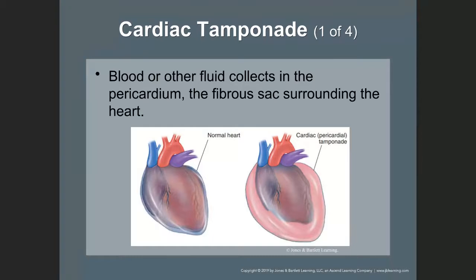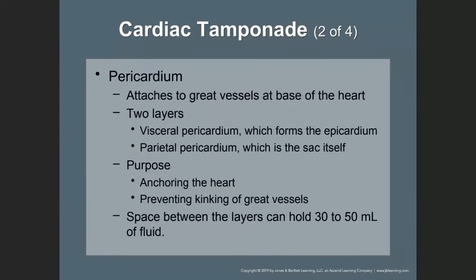Cardiac tamponade. Blood or other fluid collects in the pericardium, the fibrous sac surrounding the heart. The pericardium attaches to great vessels at the base of the heart. It has two layers: the visceral pericardium, which directly attaches to the heart tissue and forms the epicardium, and the parietal pericardium, which is the sac itself. Its purpose is to act as an anchor for the heart and to prevent kinking of the great vessels. The space between the layers can hold 30 to 50 mL of fluid.